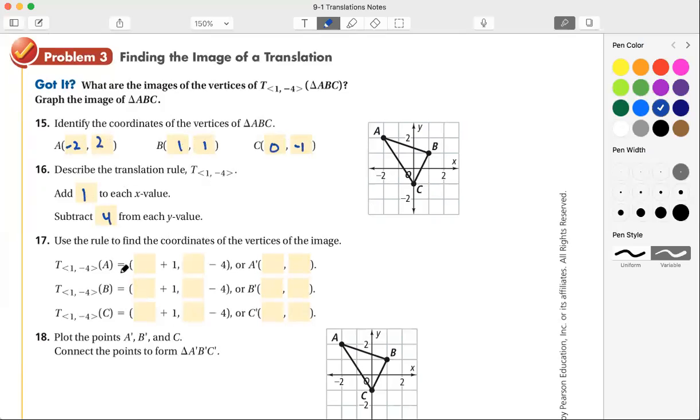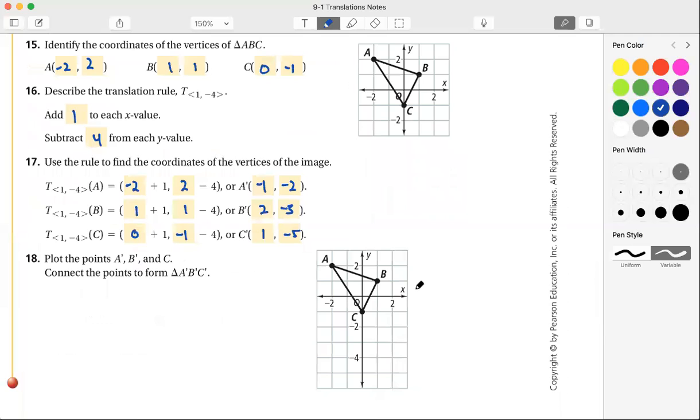For A, we have -2 plus 1 and 2 minus 4, or -1, -2. For B, we have 1 plus 1 and 1 minus 4, which is 2 and negative 3. For C, we have 0 plus 1 and negative 1 minus 4, so C prime becomes 1, negative 5. Now we're going to plot these new points. A prime becomes negative 1, negative 2. B prime becomes 2, negative 3. And C prime becomes 1, negative 5.